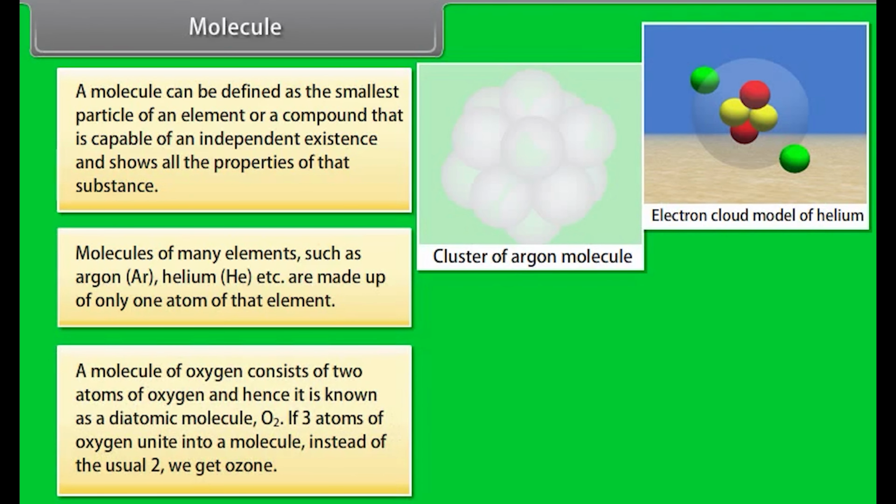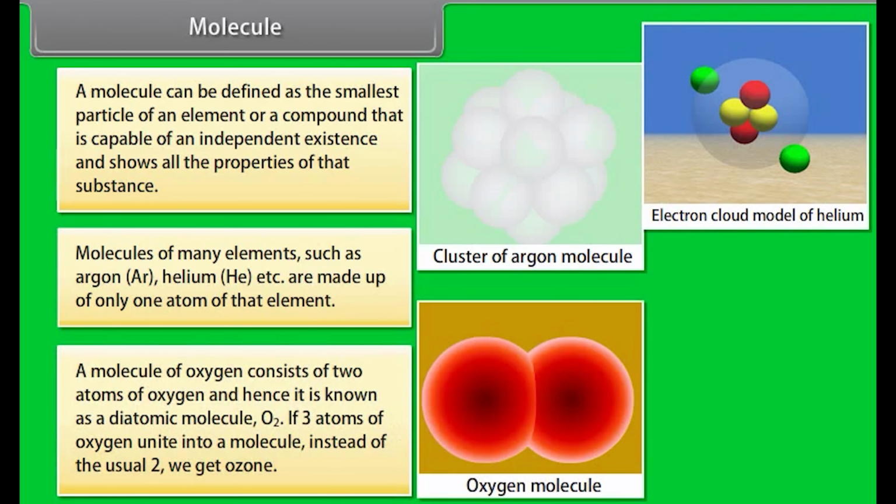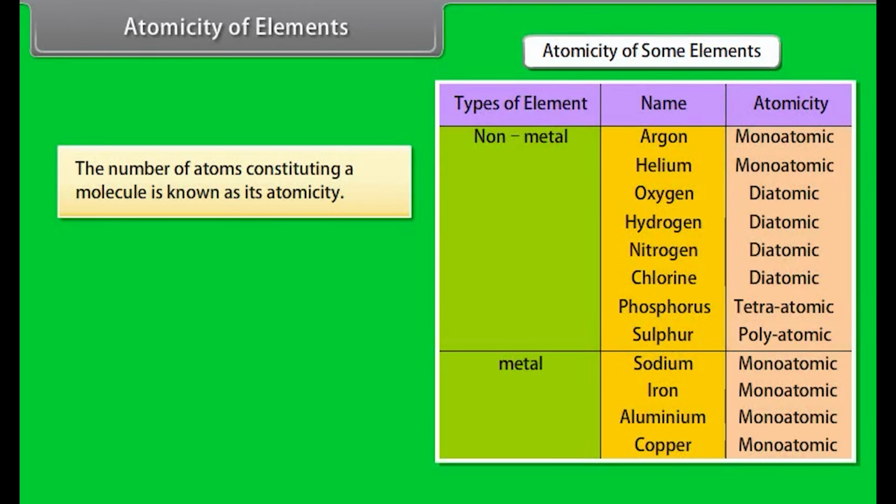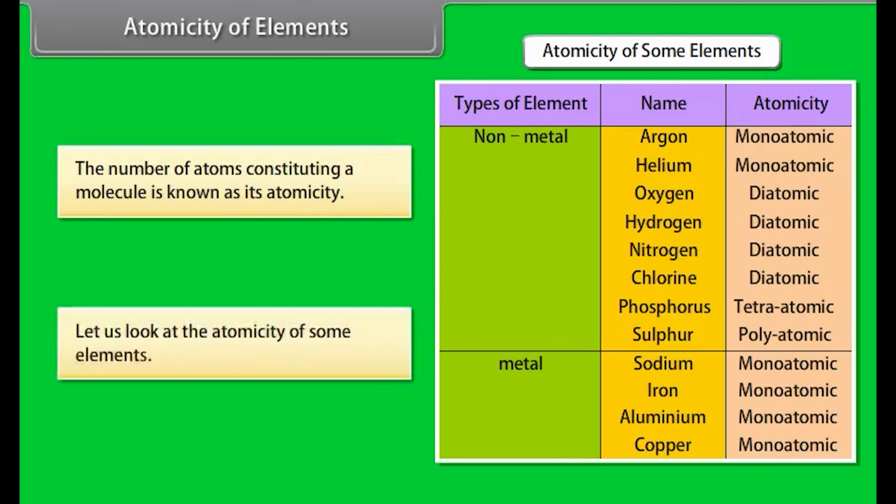A molecule of oxygen consists of two atoms of oxygen, and hence it is known as a diatomic molecule, O2. If three atoms of oxygen unite into a molecule instead of the usual two, we get ozone. Atomicity of elements. The number of atoms constituting a molecule is known as its atomicity. Let us look at the atomicity of some elements.